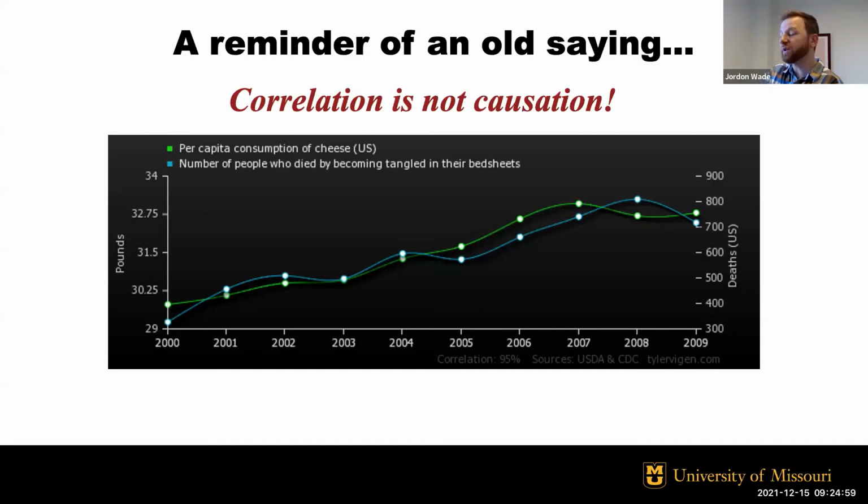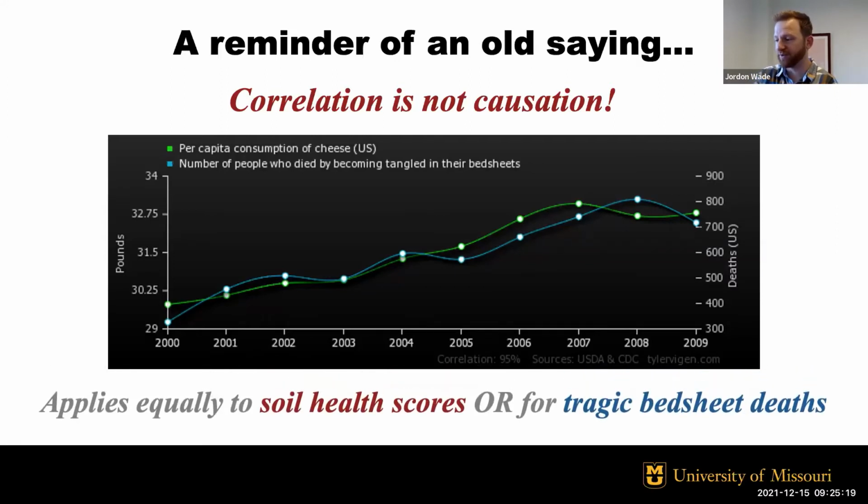So they're closely correlated, but obviously one is not causing the other. Luckily for those of us who eat cheese, we shouldn't expect it to cause us to become tangled in our bed sheets and die. So I, for one, am very thankful for that. But this correlation is not causation also applies to soil health scores, as it does for these tragic bedsheet deaths.